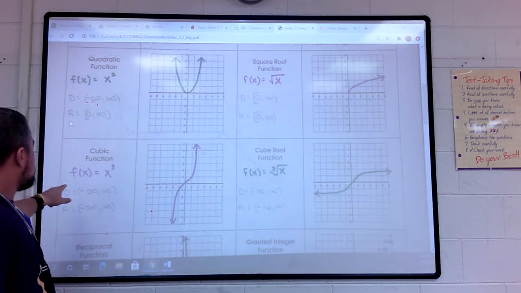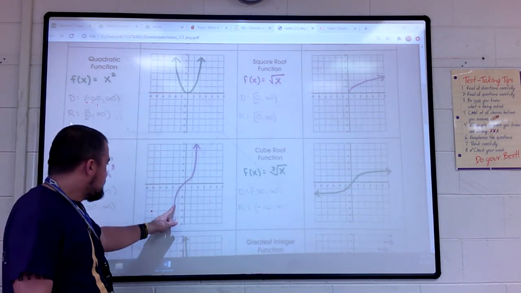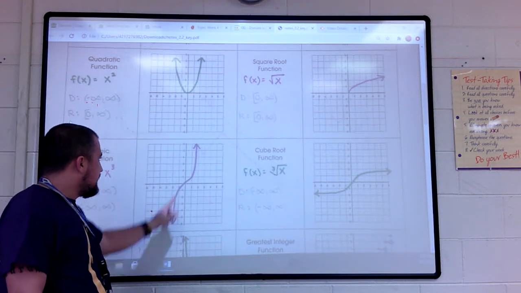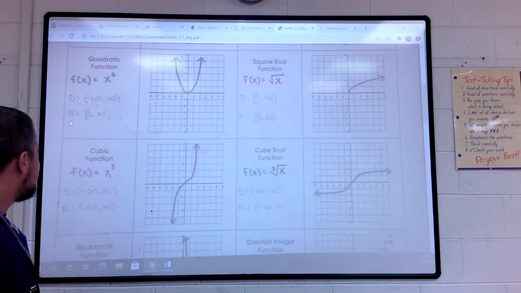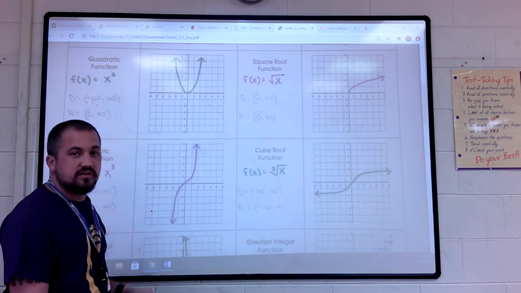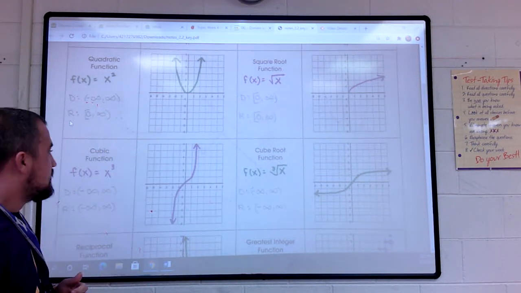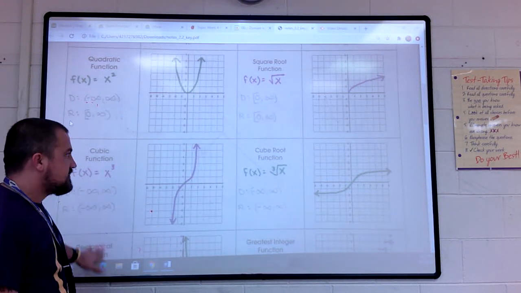The cubic function is y equals x to the third. The domain continues off to the left and continues off to the right. So the domain is from negative infinity to positive infinity. And the range, you can clearly see that it's pointing up and down, so the range is also negative infinity to positive infinity.